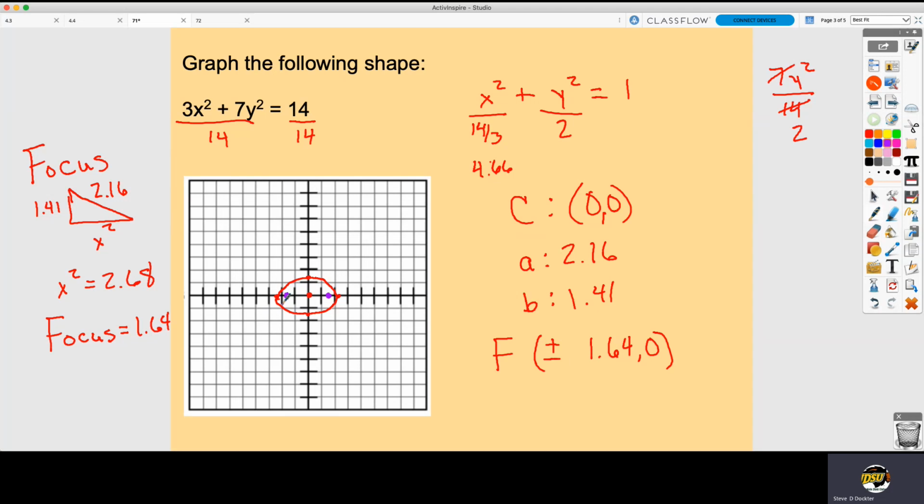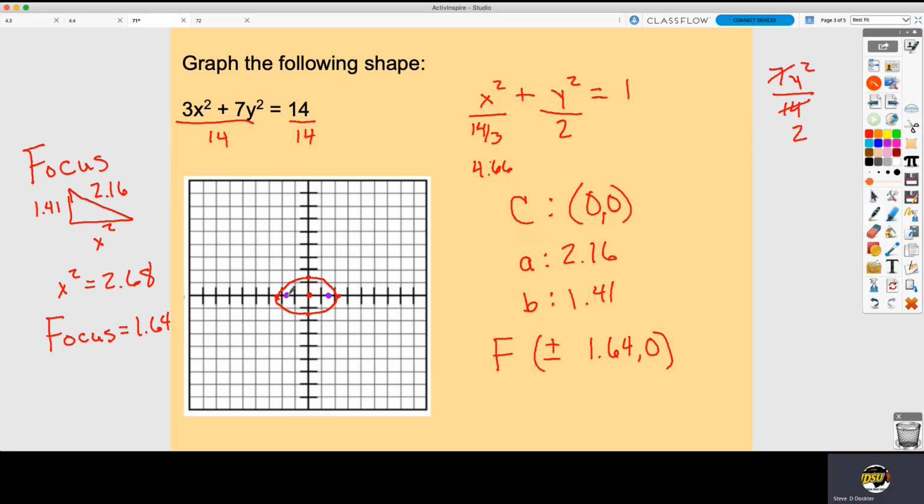A couple of things, like I said before, with the foci: they are always on the major axis, so whichever one is longer. And they will always be on the inside of your shape. So if you do the math and it gets to be on the outside, you messed up somehow and have to go back and try and fix it.